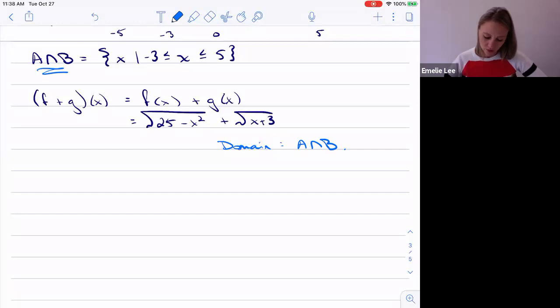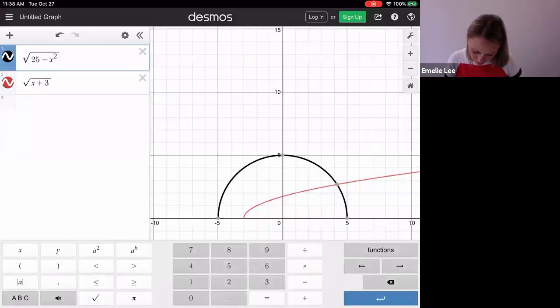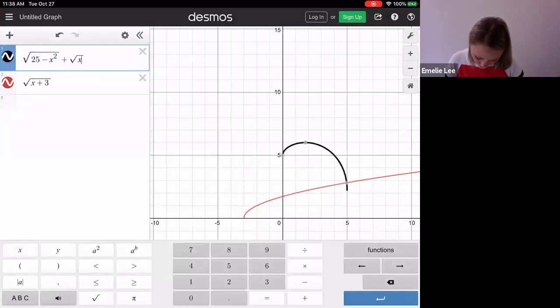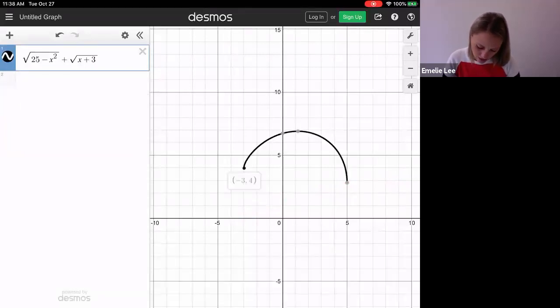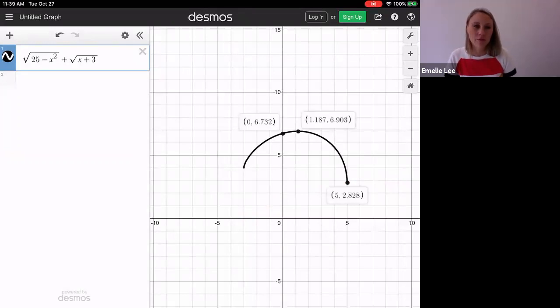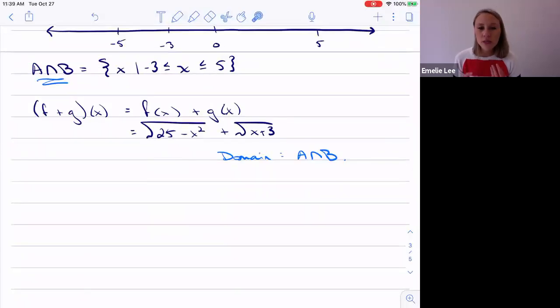What we can do is graph this just to see what it would look like, and I'm really hoping that the domain is going to be from -3 to 5, otherwise I'm hooked. I'll change this to plus the square root of x plus 3. Looks good, right? So here, -3 to 5. Phew. Weird looking graph, but that's okay. So you can always graph to make sure that things are working the way you think they will.